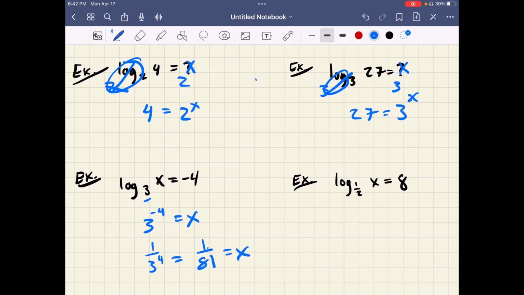All right. Now then, I want you to pause the video over here to the right side, and I want you to do this example here. Log base 1/2 of x equals 8.